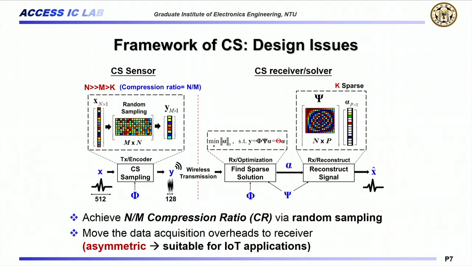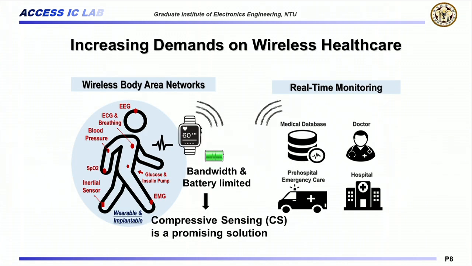But that fits very well into IoT applications, because in IoT, we want to have a light sensor, but we have more computing power at the receiver side, also called the access point. So that's the reason why people started to apply compressed sensing to wireless healthcare applications. People will wear lots of biosensors, and they will transmit over the air for the doctor's diagnosis or medical database storage. However, the limitation is the battery and the limited bandwidth. Compressed sensing can help with that.